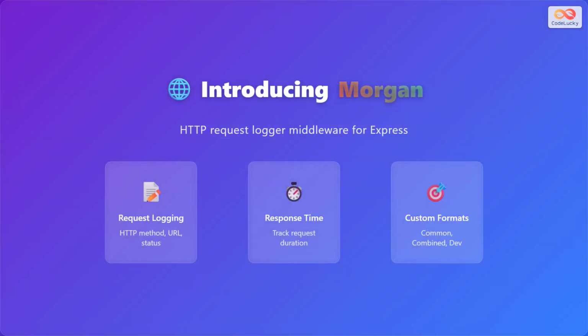Now let's explore Morgan. Morgan is an HTTP request logger middleware for Express. It provides features like request logging, capturing the HTTP method, URL, and status, and response time tracking to monitor the duration of requests. Morgan supports custom formats like common, combined, and dev, allowing you to tailor the log output to your needs.